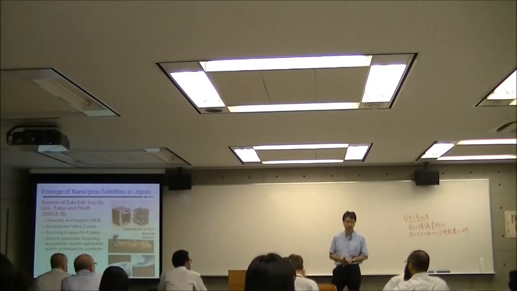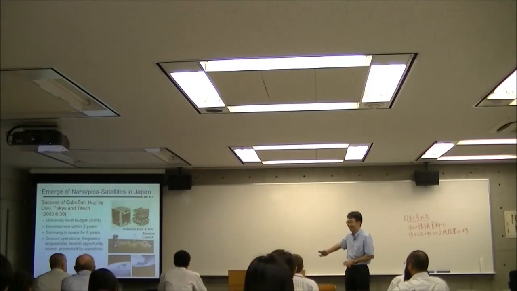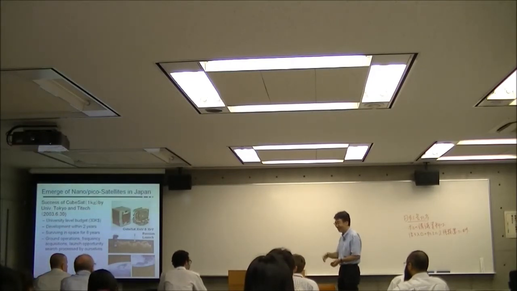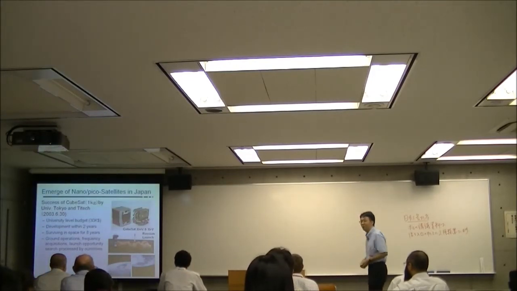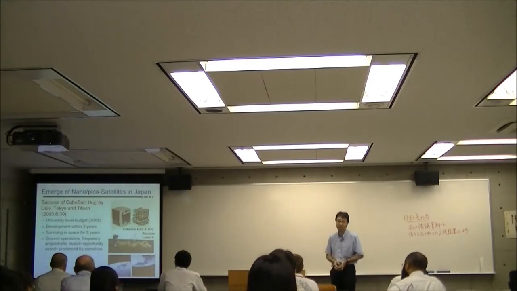Almost all the parts of this CubeSat came from Akihabara. Do you know Akihabara? Have you been there? It is an electric town. The University of Tokyo is in a very good location: you can go to Akihabara by bicycle. Every day, students go to Akihabara by bicycle to buy something.